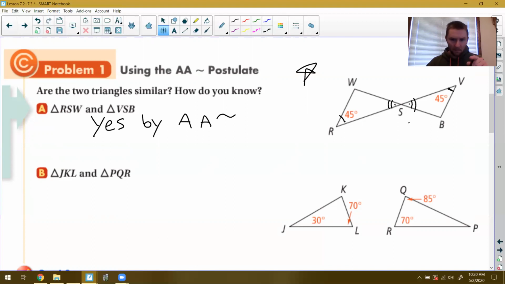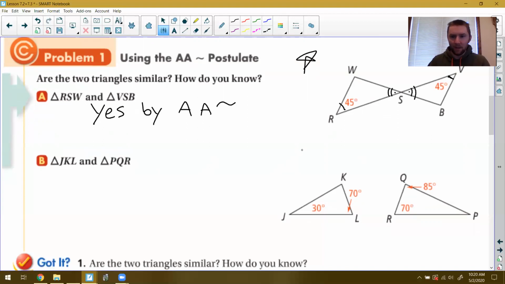If we look at this other example, we have triangle JKL and PQR. Again, angle L right here is marked as 70 and angle R is marked as 70. So that's one angle that's congruent. That's nice. But in terms of the order in which these points come, I would be looking to match up J with P. So I know J is 30, but I don't know angle P over here, right? I don't know that one.